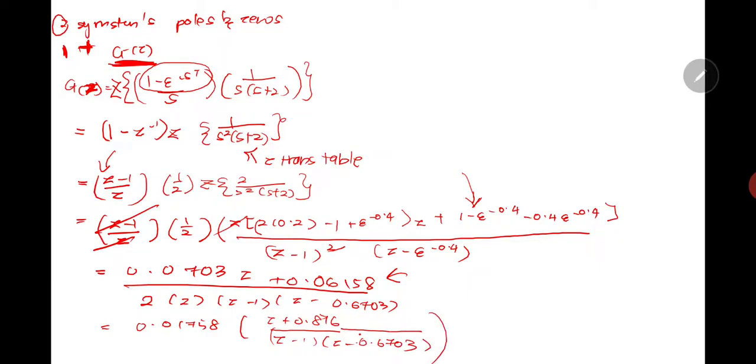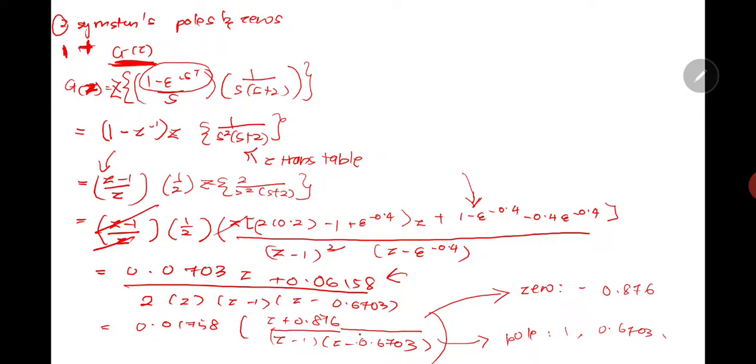Okay, so from this part, you can get the zero. The zero is negative 0.876, the value of z that makes this equation equal to 0. And then from here you can get the pole. The pole is the value of z that makes this equation equal to infinity. So it's 1 and also 0.6703.